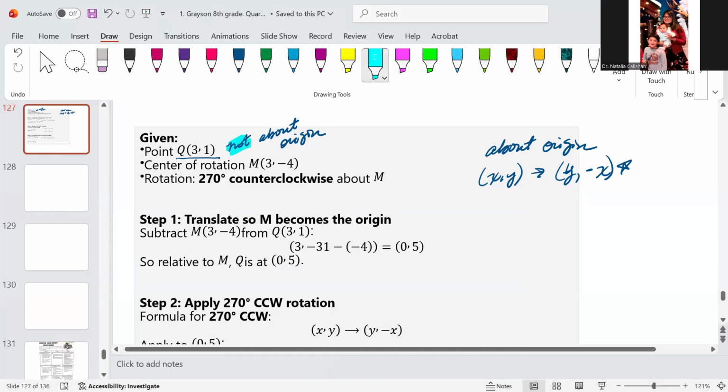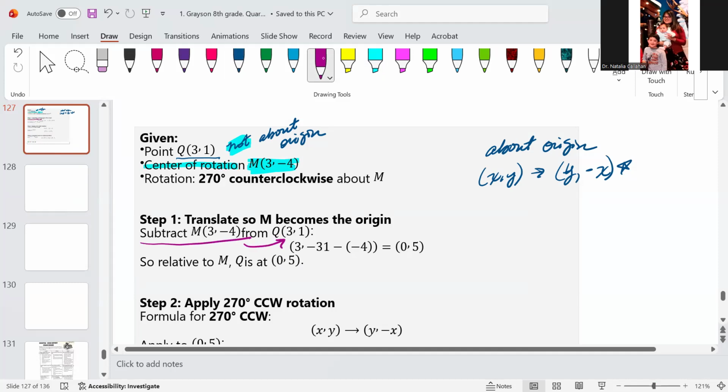But this is not about the origin. There is a point right here, correct? You're rotating from this point. So what we're gonna do is translate M so it becomes the origin. And how you do that is you subtract the M from the Q.